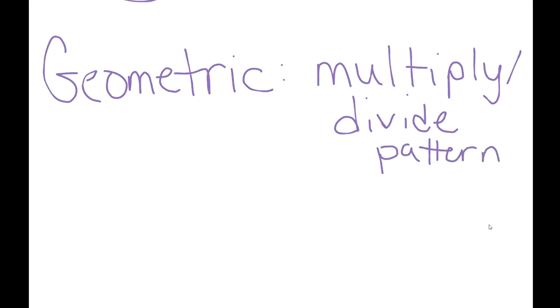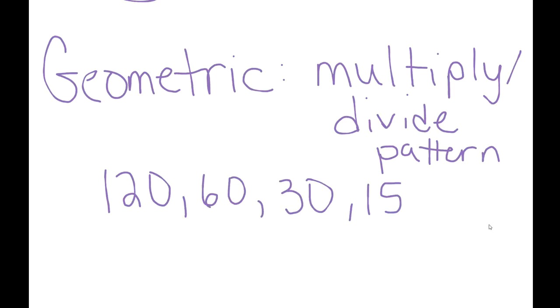So for example, if we have something like this, 120, 60, 30, 15. Well, clearly you can see that this is just dividing by 2, or if you can't, we're just taking half of each of those. So divide by 2, divide by 2, divide by 2.